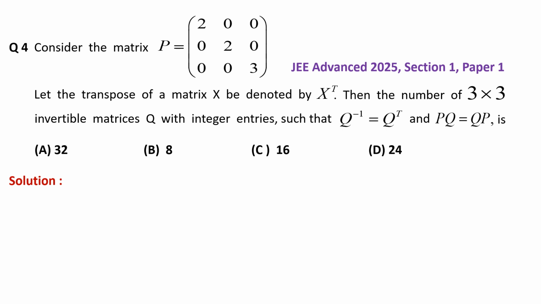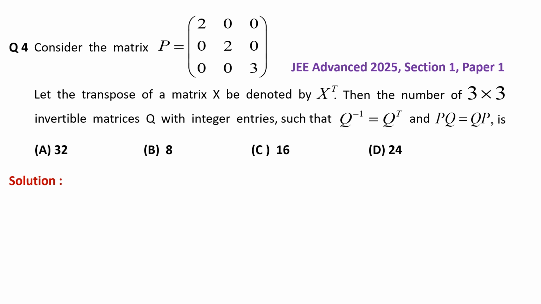It says, consider the matrix P equal to, in the first row, the elements 2, 0, 0. In the second row, elements 0, 2, 0. And in the third row, elements 0, 0 and 3. Let the transpose of a matrix X be denoted by X^T. Then the number of 3 by 3 invertible matrices Q with integer entries such that Q inverse equals Q^T and PQ equals QP is.